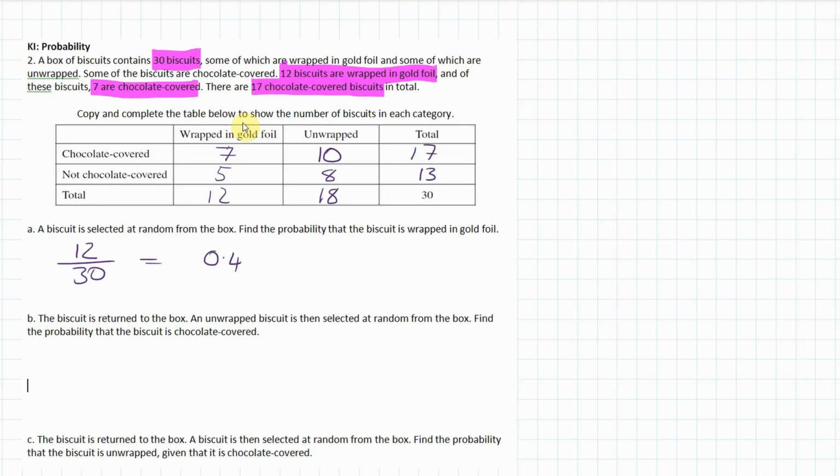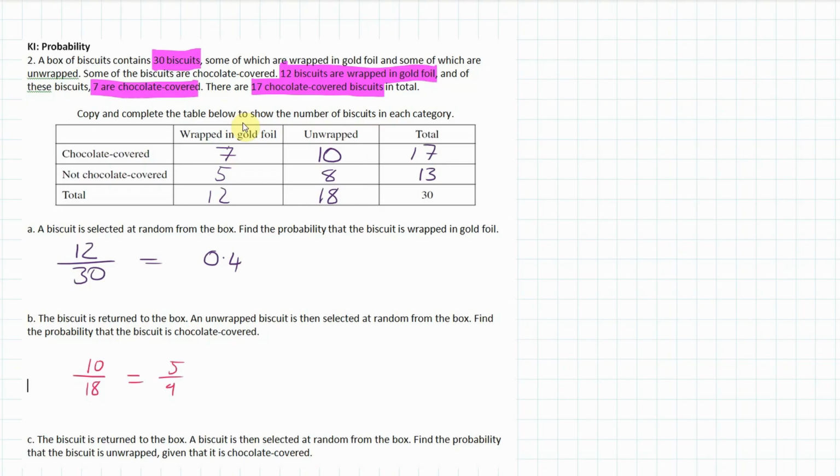Okay, so the next one, we are going to look at the biscuit. We return it to the box, and an unwrapped biscuit is selected at random. So we've got to find the probability that the biscuit is chocolate covered. So we're looking at this lot here. There's 18 in total, and we want one that's chocolate covered. So it's 10 out of 18, or what is that? 5 over 9. Okay, or 0.5 recurring.